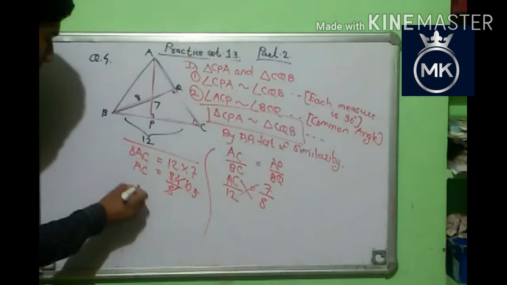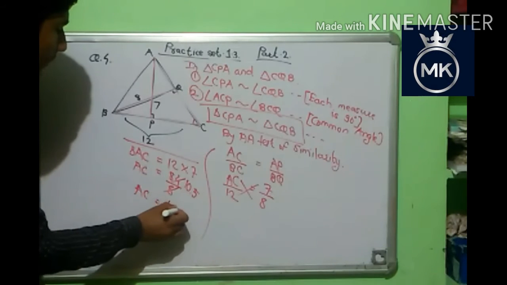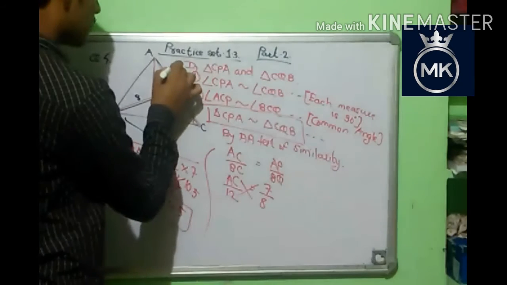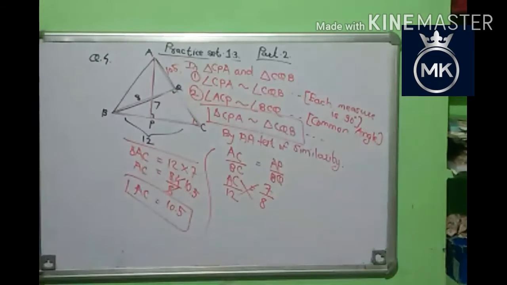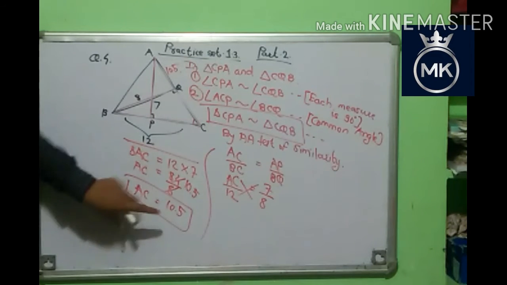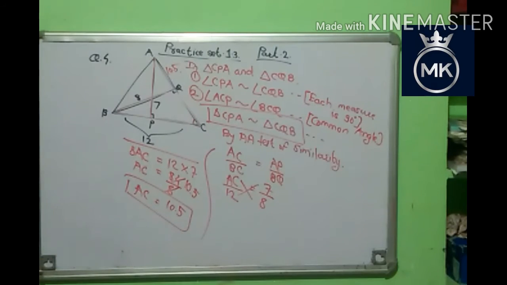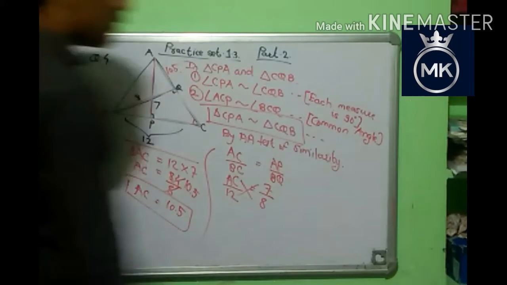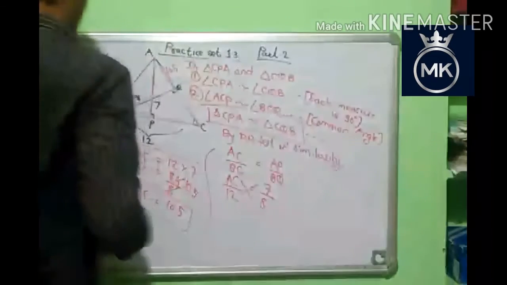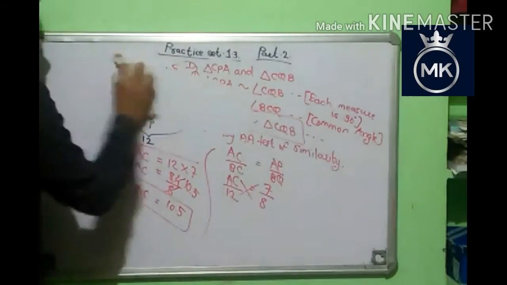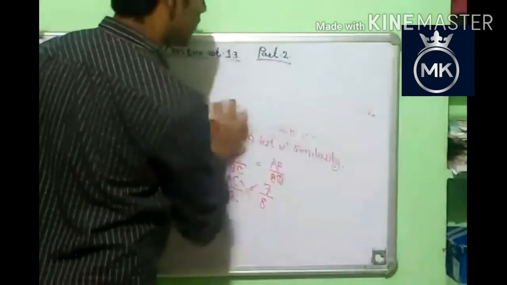So friends, the value of side AC is 10.5. Our second answer is also complete here. So friends, when we write the answer, please write the answer in the box. Okay. So friends, we have completed question number 4 of the practice set, the first question of part 2.